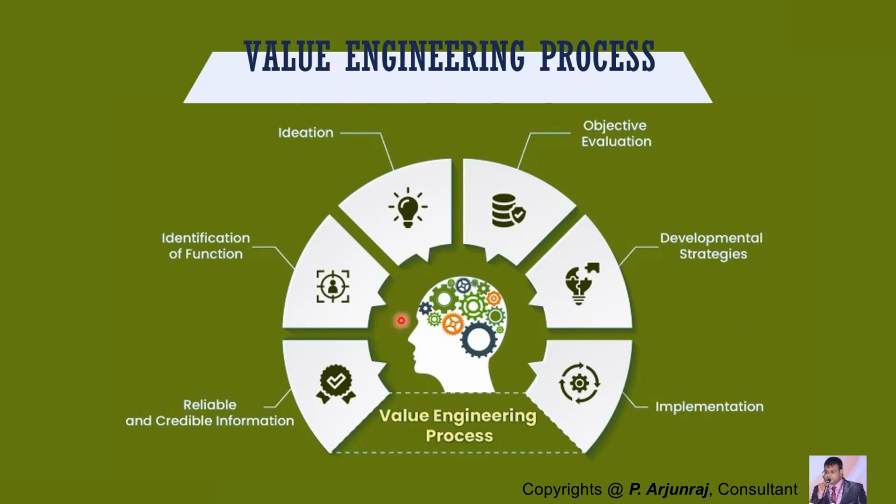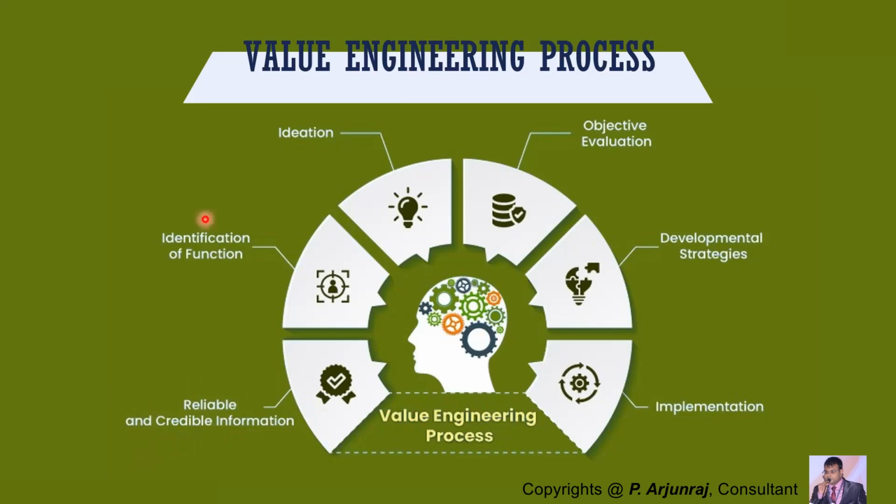So this value engineering process, I told you, starts with the information, and you should get reliable information, and also credible information. What is reliable? Reliable is nothing but you should take the correct information from the correct person in your department or in your team. You cannot ask the cost details to a designer and design details to the cost team. So you should know to whom to ask to get the proper information, and you should also get credible information.